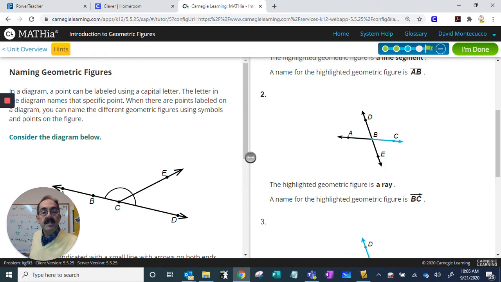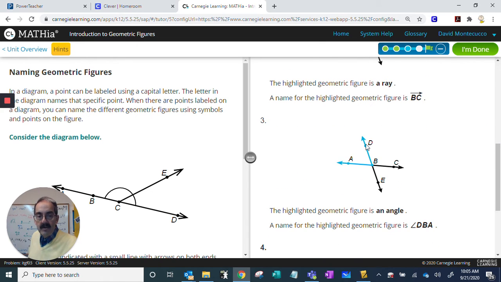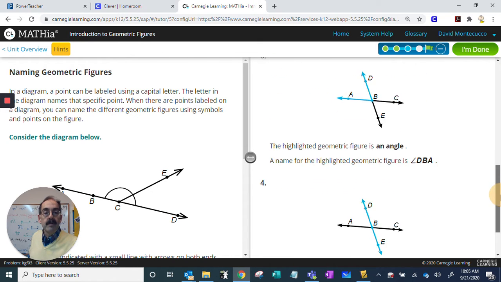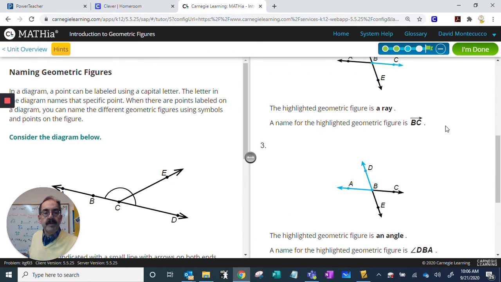This next one is a ray because it's got an arrow on one end. Well, if the arrow's over here, then the end point has to be the B. It can only be BC. Here's an angle. Now an angle, there's lots of ways to write an angle. Angle B, angle 1, DBA, ABD. Lots of ways to write an angle. Here's a line, arrows at both ends, okay? It's all about notation. Hey, I did all the problems. Let's click I'm done and see what pops up next.